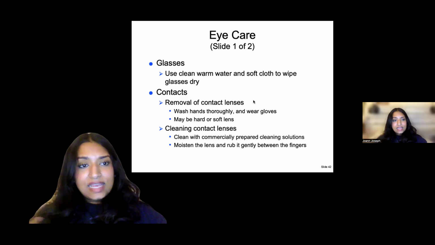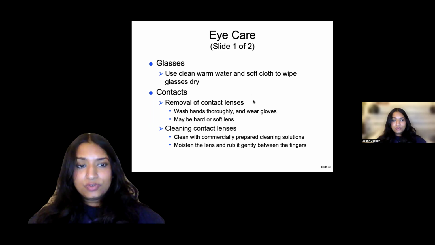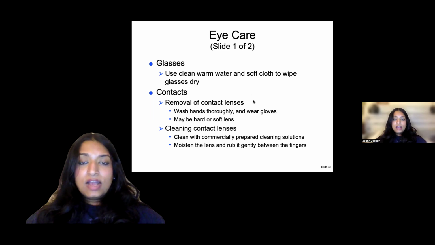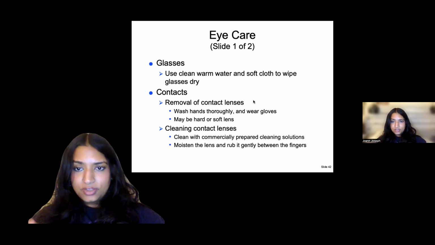Eye care. For glasses, use warm water and a soft cloth to dry the glasses. For contacts, remove the contact lenses, wash your hands, of course, and then clean the contact lenses with cleaning solution. You moisten the lens, rub it gently between your fingers, and then you apply.